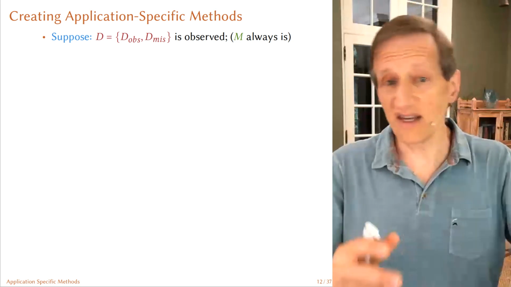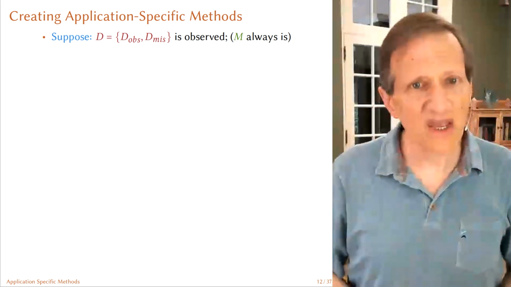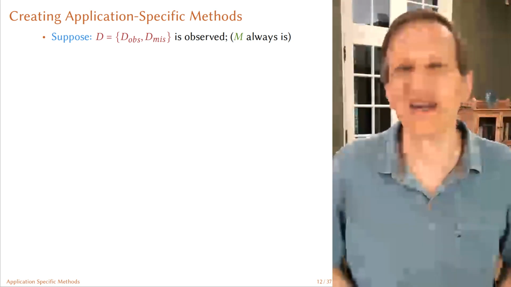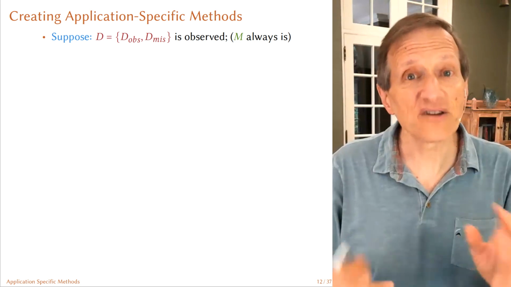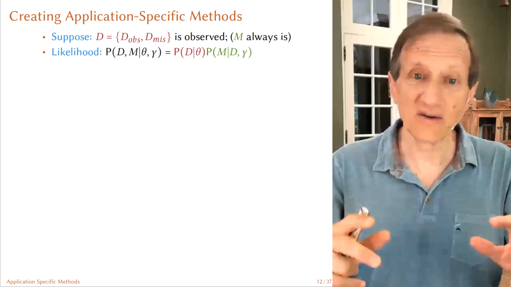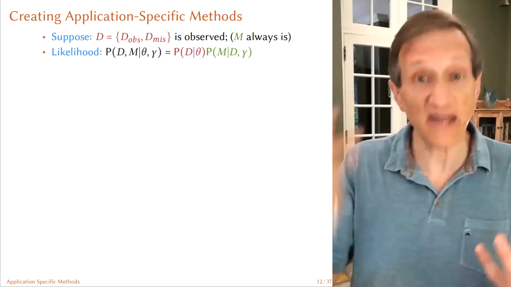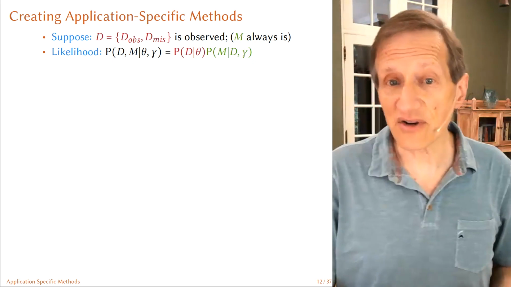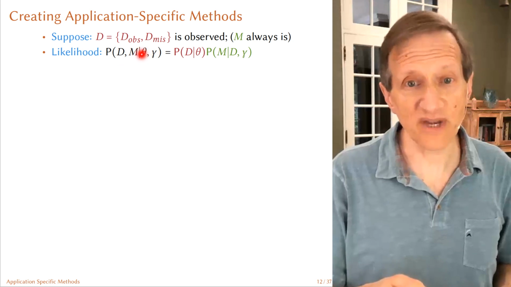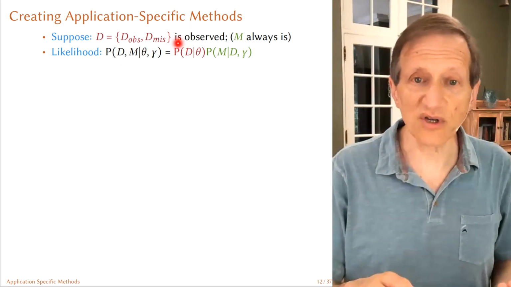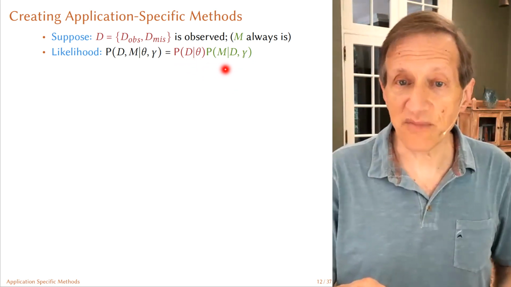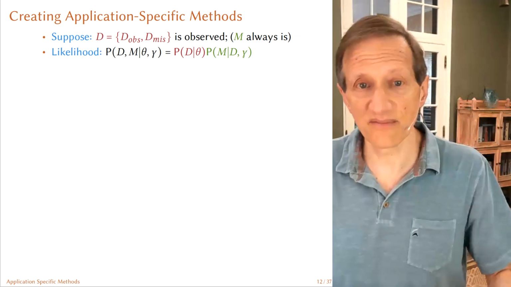So suppose, again, D is broken up into D-obs and D-miss, and it's fully observed. It's not going to be fully observed because obviously D-miss is not observed, but let's imagine that it's observed for the moment, and then we'll correct for it. So P of D, which remember we're making believe is observed, and M, which is always observed, can be factored into these two components. The joint distribution of the data and the missingness matrix is equal to P of the data, given the parameter, times P of the missingness matrix given the data. So you can always do something like that.